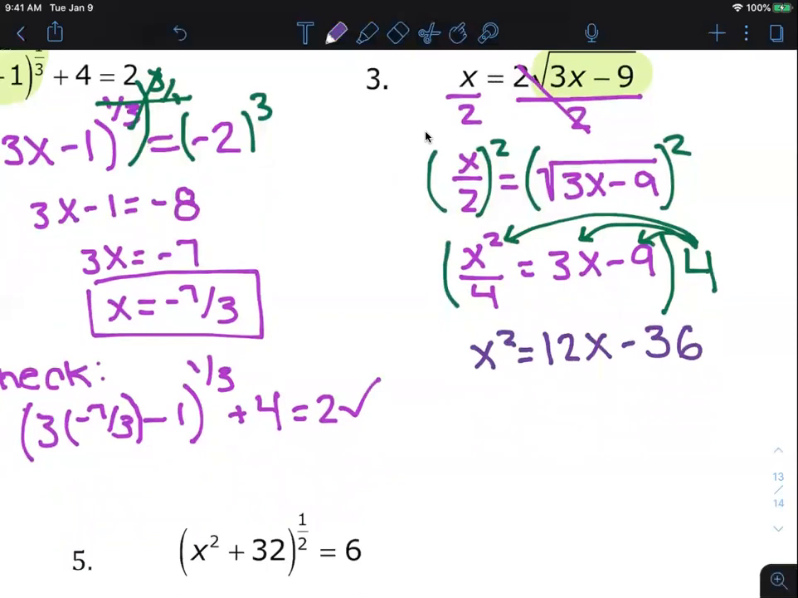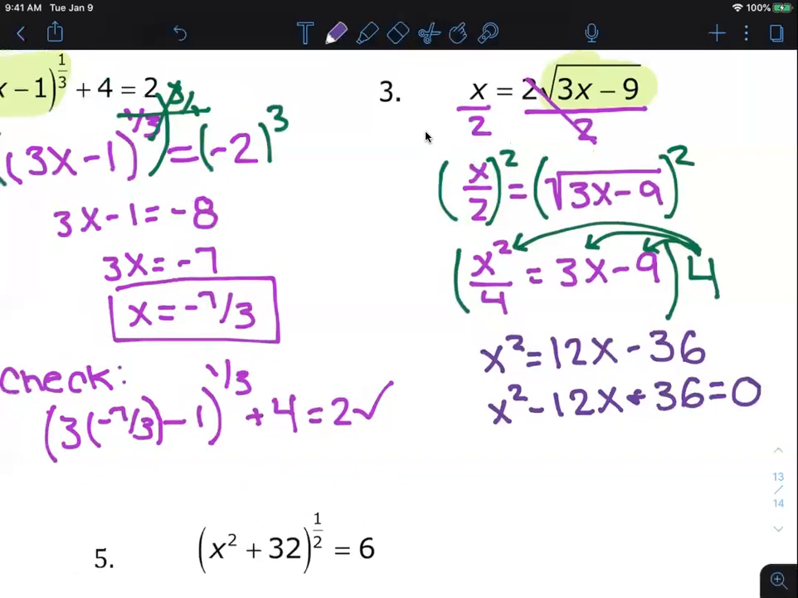It's a quadratic. We just spent a lot of time solving quadratics. Move everything to one side. So you want a positive x squared. So I'm going to subtract 12x, and I'm going to add 36. And now I have everything on one side equal to 0 because I want to use the zero product property, which means I have to factor it.